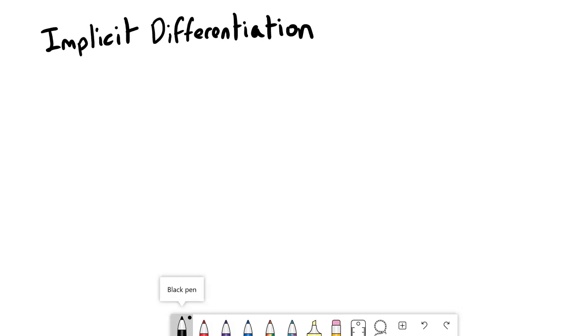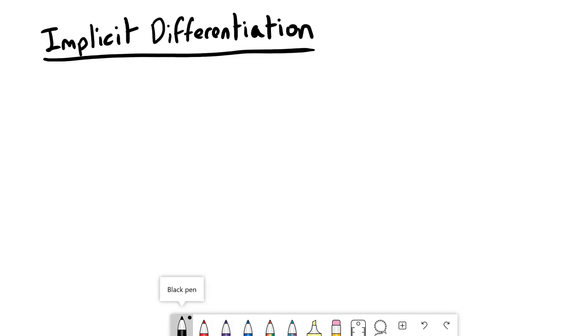In the last mini unit, we talked about the chain rule and how we can use the chain rule with functions inside functions. And probably one of the most direct applications is implicit differentiation. So what do I mean by implicit differentiation?